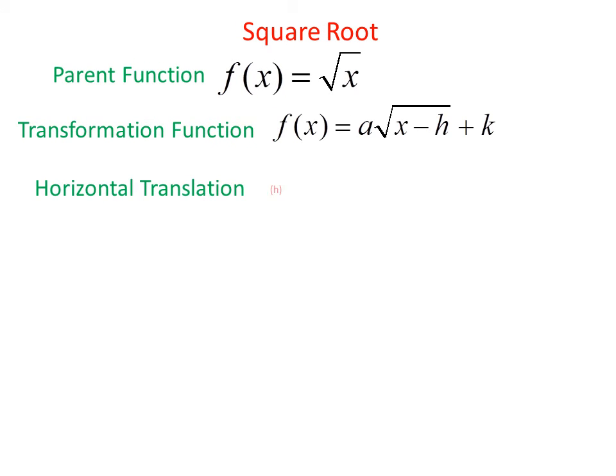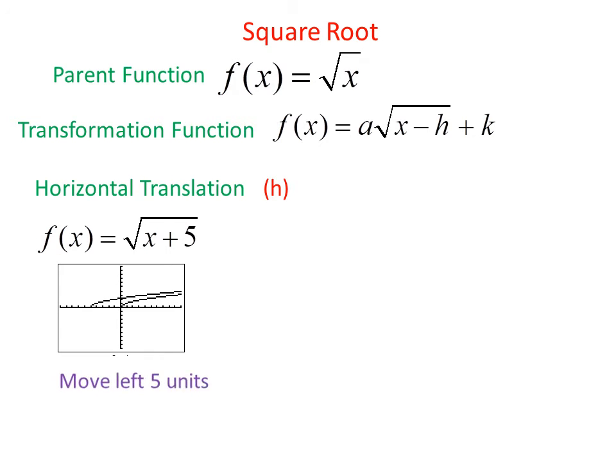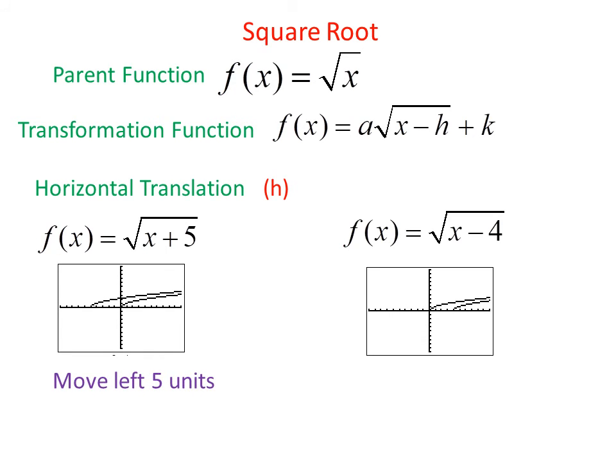Going through the square root function, here you can see we've got a times the square root of (x minus h) plus k. Remembering that h is our horizontal translation, right? Moving it left or right.